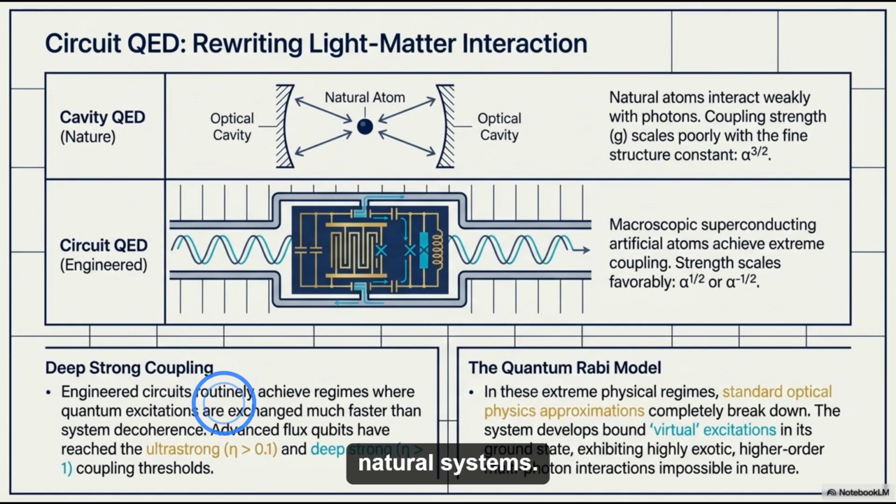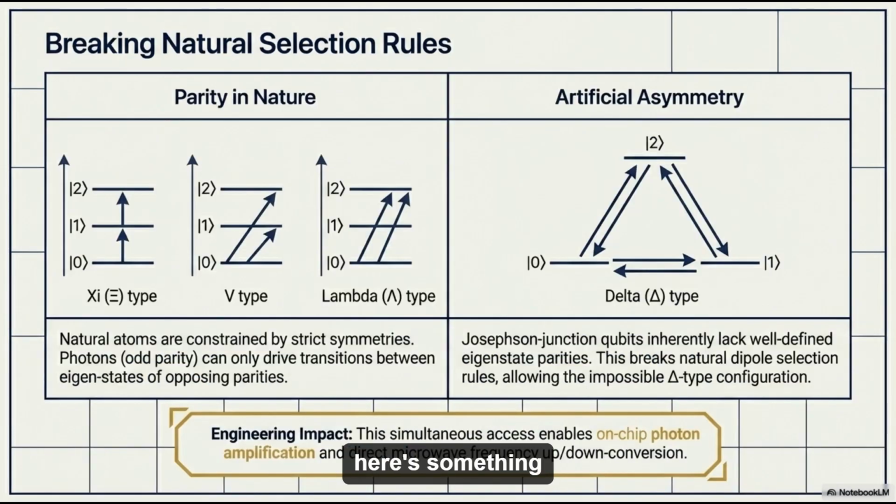All right, now here's something that blew my mind when I first heard it. The selection rules thing. Yeah, nature has rules, and we get to break them. So in atomic physics, photons only drive transitions between states of opposite parity. That's the strict rule. Which gives you xi, V, and lambda configurations. Exactly those 3, but no delta. Why not? Parity forbids it in natural atoms.